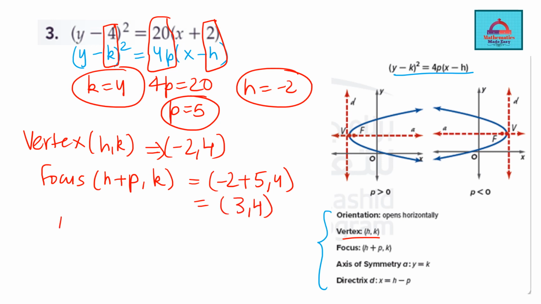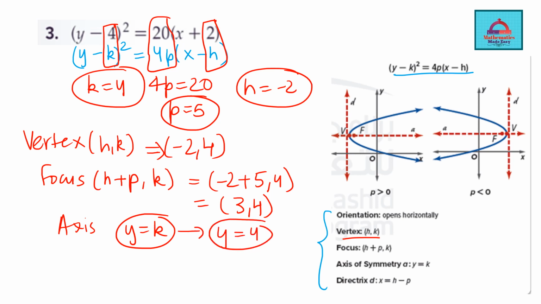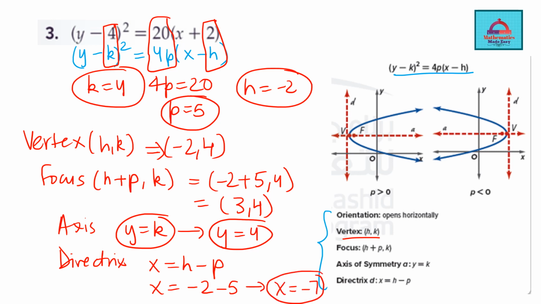Then we go to axis of symmetry. This is going to be y equal to k, very easy. K value is 4, so y equal to 4. And last but not the least, we find the directrix, which is given by the equation x equal to h minus p. So we can just put the values of h and p here. So this equation comes out to be x equal to -7. So this is how your question simplifies if you learn the correct formula sheet.